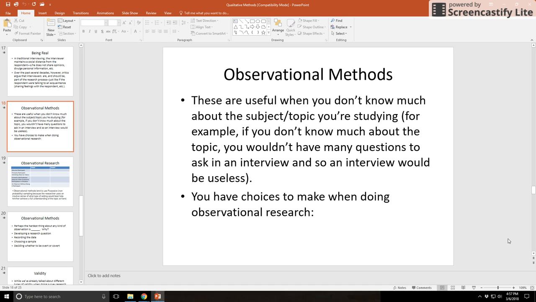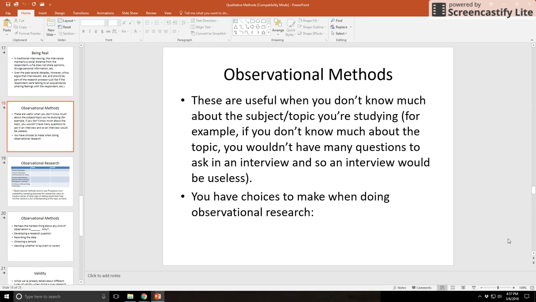So this screencast will discuss observational methods, and again, I'm going to present it in this visual instead of running the slideshow regularly, although I will have to run a slideshow shortly, but you'll see what I mean. Okay, observational methods. Very useful if you don't quite know what you're doing and what questions to ask.